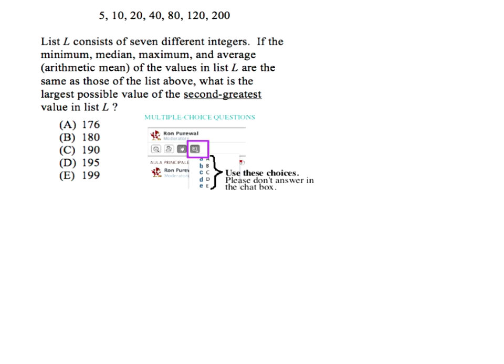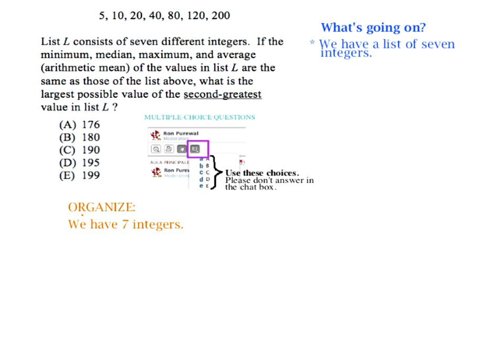But let's just see, what's going on in the problem? Well, the only thing you really have to notice right away is that we have a list of 7 things. So that's actually enough to organize. We can just make 7 blanks. So let's do it. Make 7 blanks. All right, good enough. Organize. Well, we have 7 integers. So that means we have 7 blanks.